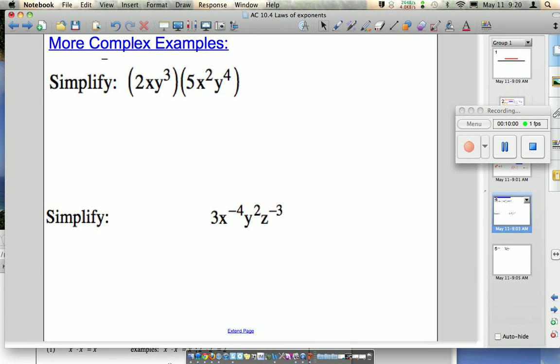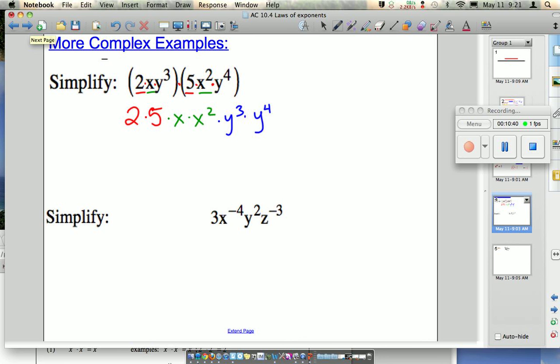So let's give these more complex examples a shot. 2xy to the third times 5x squared y to the fourth. Holy cow, we got lots of stuff going on. Well, the first thing that I'm going to use is the rule that you can multiply in any order. This is all just multiplication, and I'm going to rearrange things. I'm going to put the numbers in front. Then I'm going to take the x's and put those together. And then I'm going to take the y's and put those together. This is called the commutative property of multiplication. I can organize this in any order.